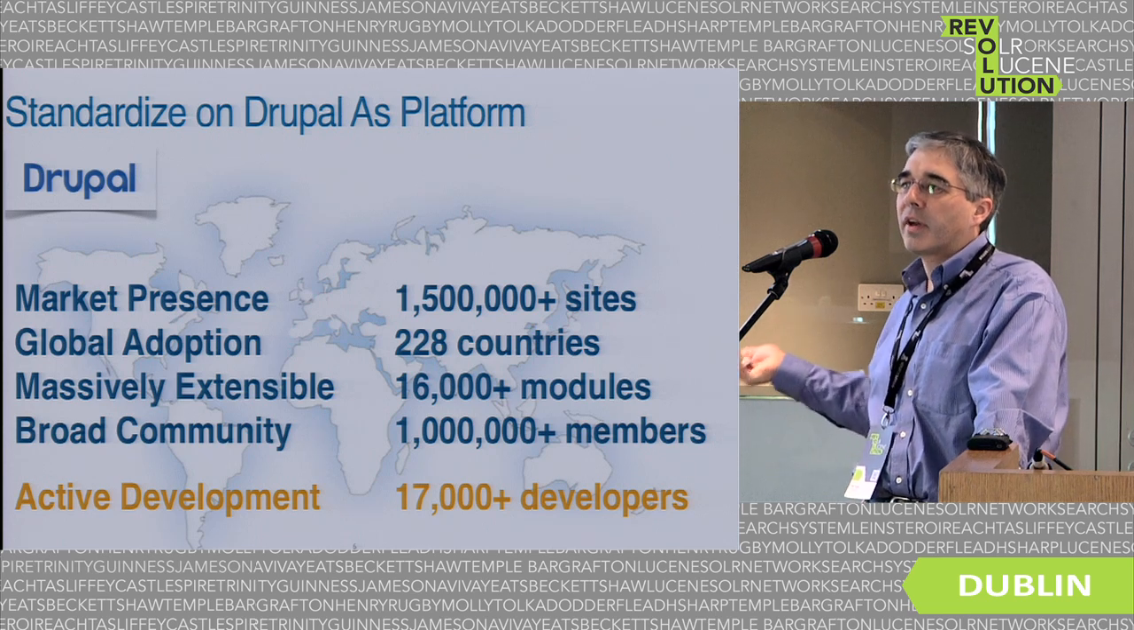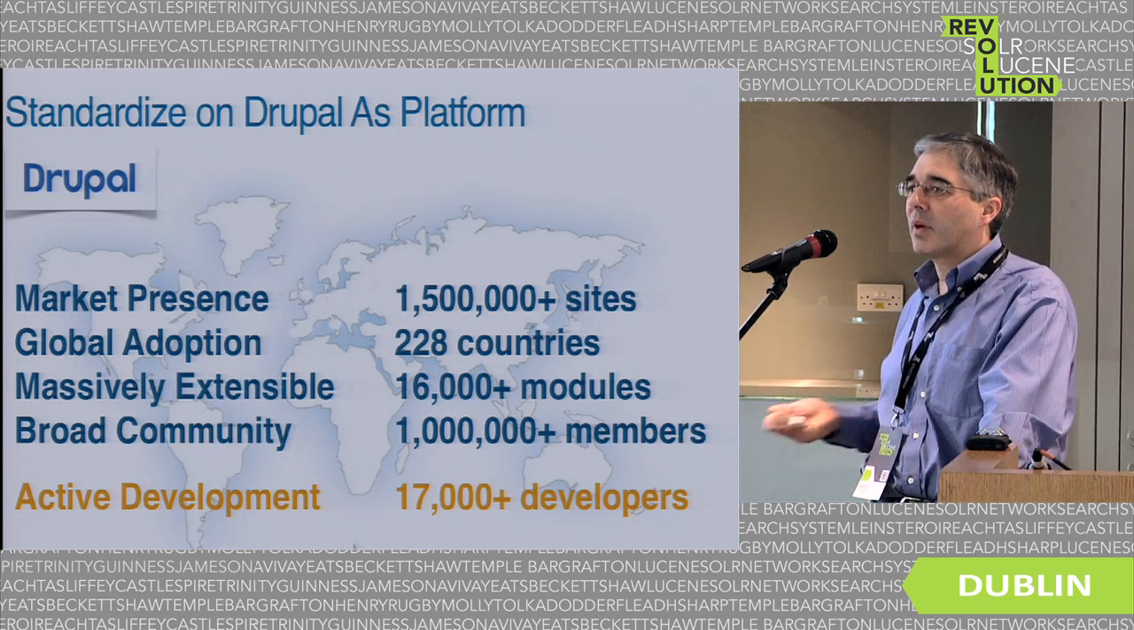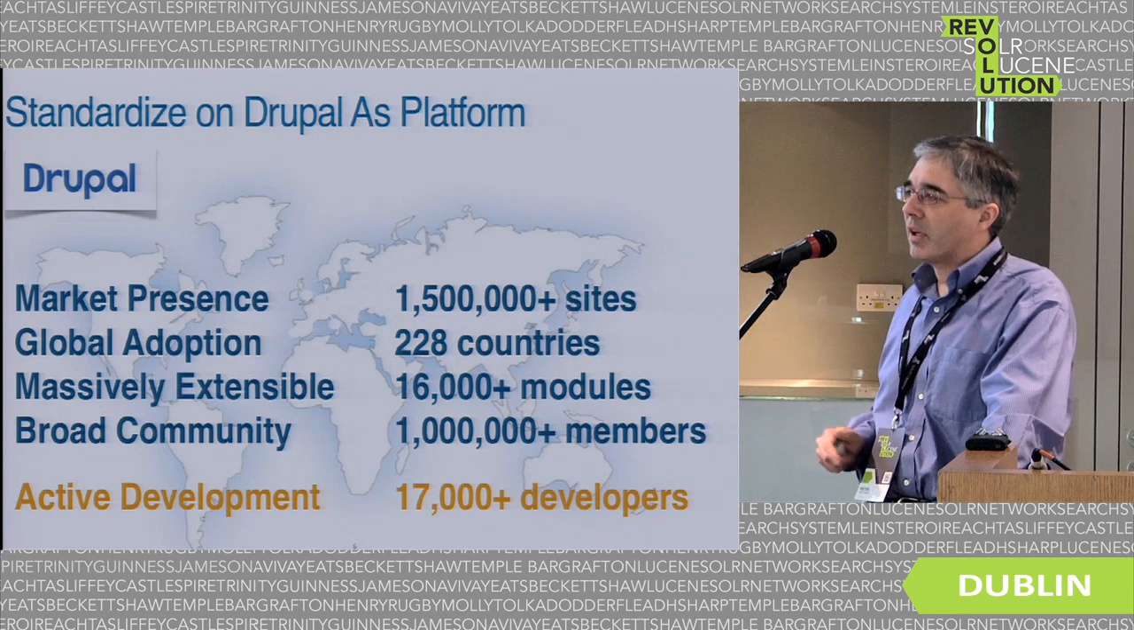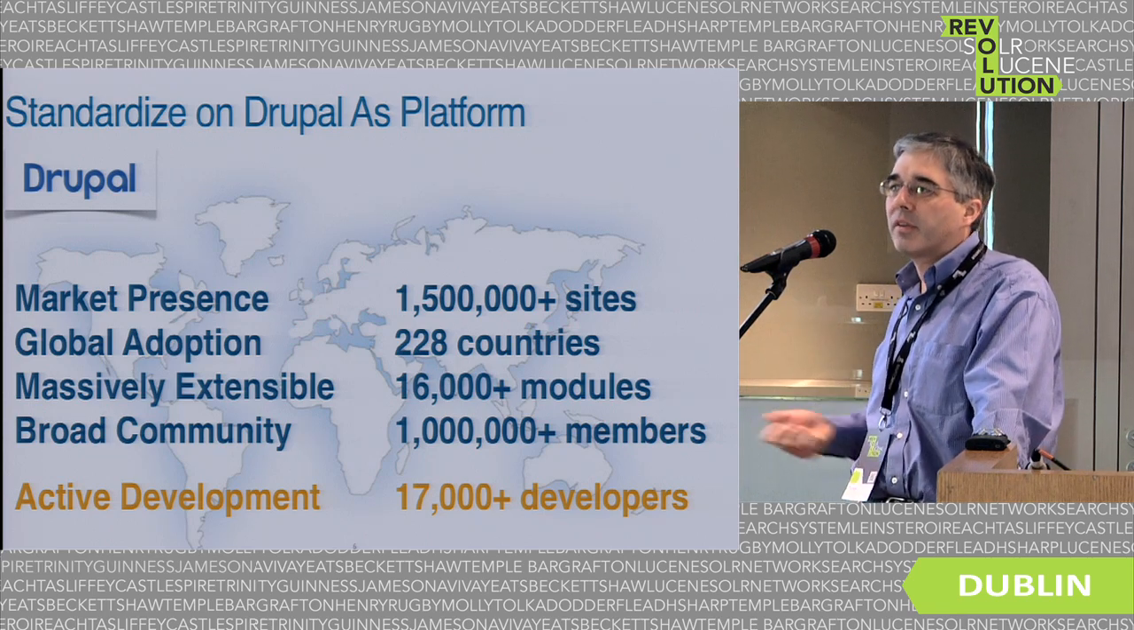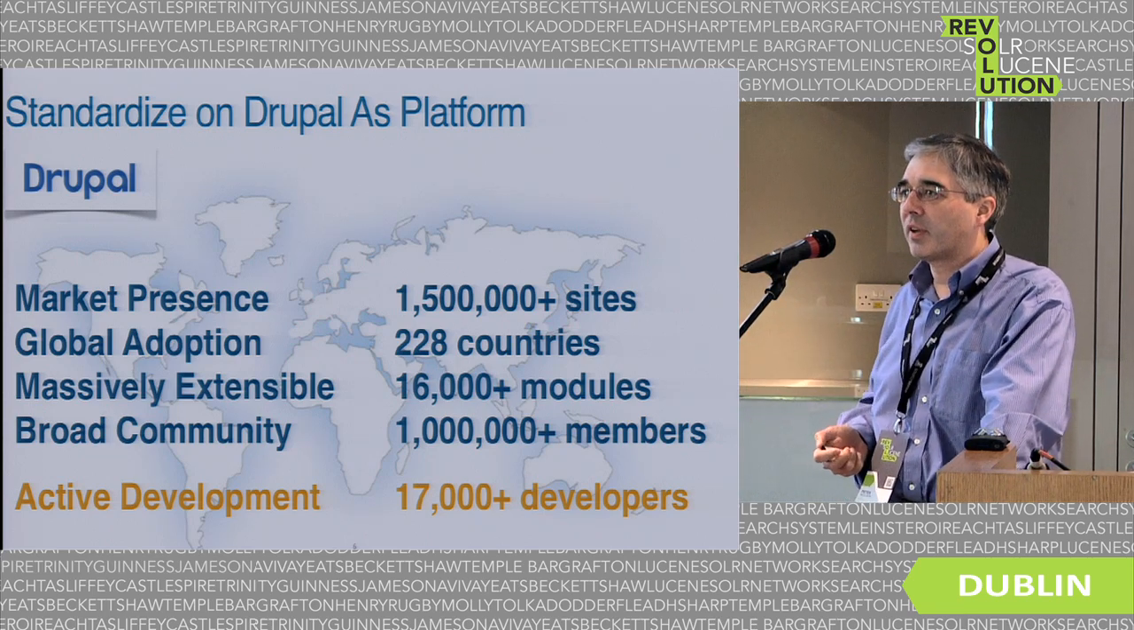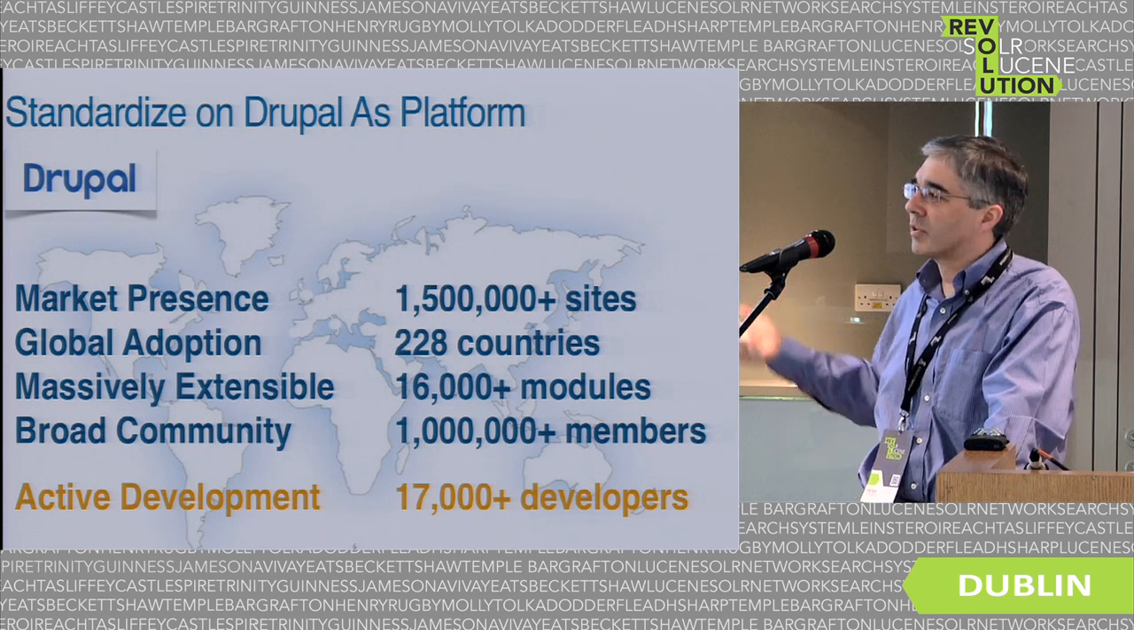We've actually gone out and crawled the web and counted the number of public Drupal sites, so we can tell you with hard data that there's over 1.5 million Drupal sites out there running all across the world.